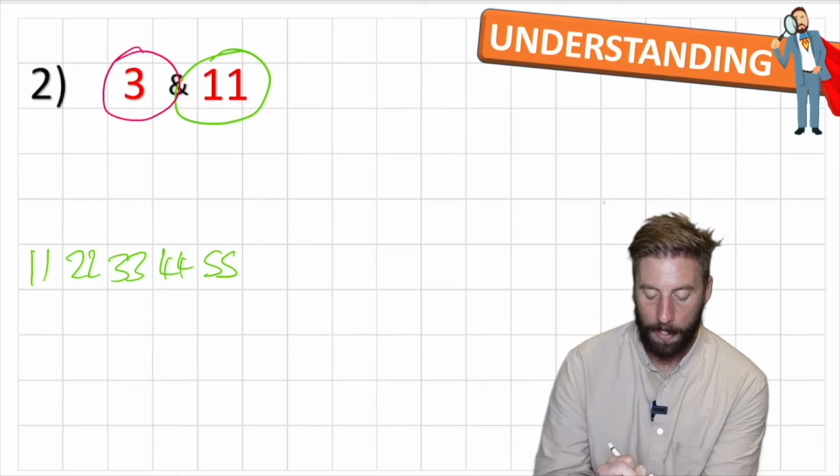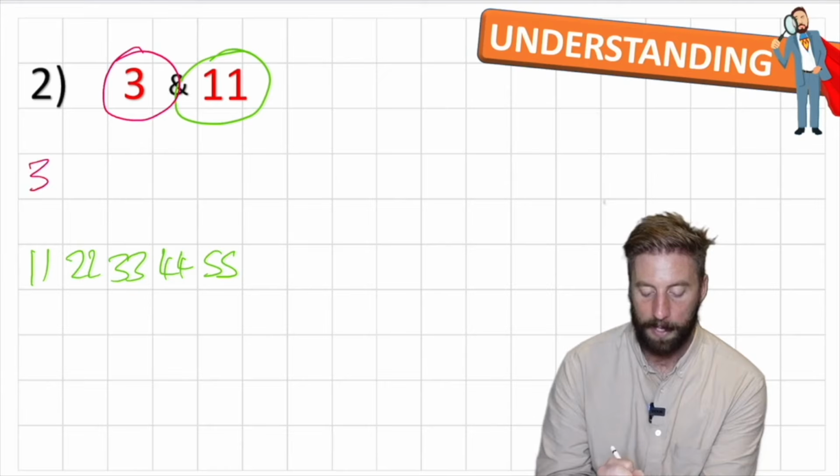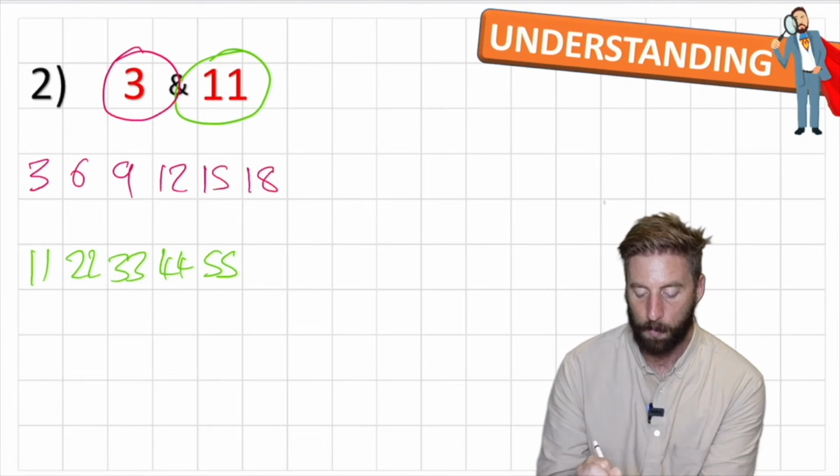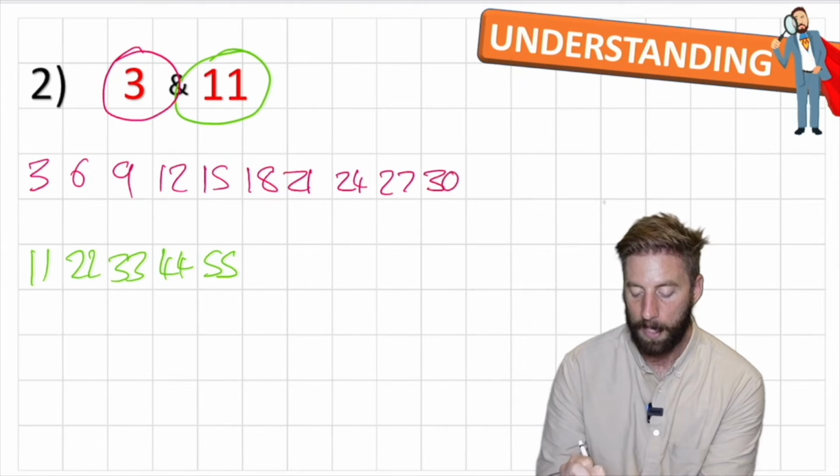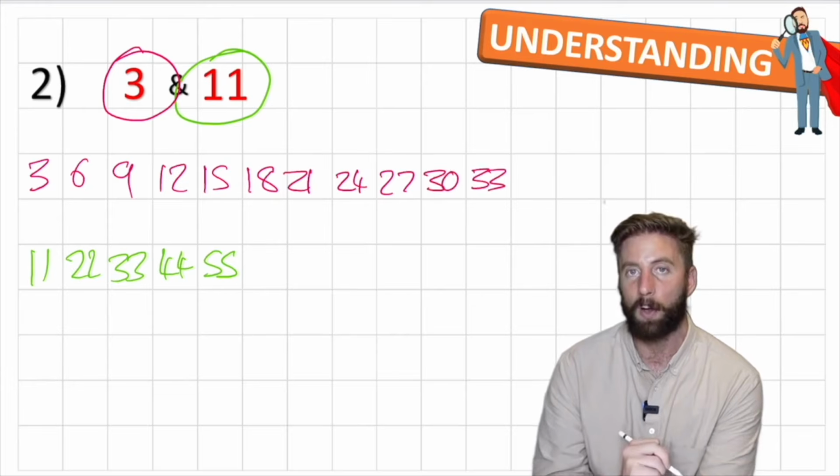So let's go. I'm going to have 3, 6, 9, 12, 15, 18, 21, 24, 27, 30, 33. Okay, what have I found?